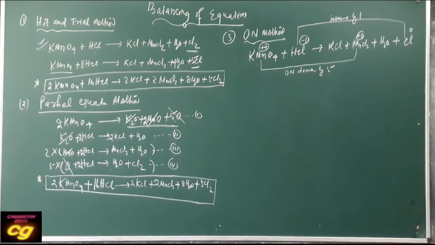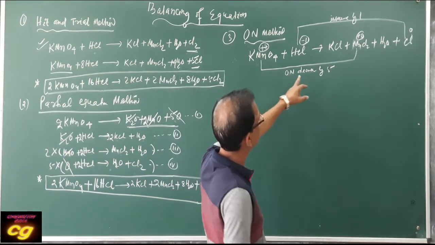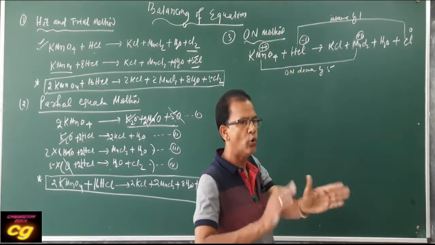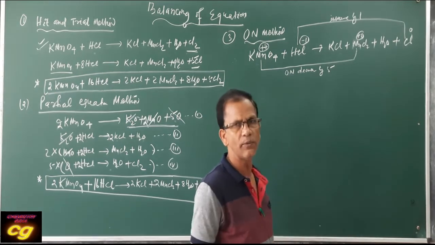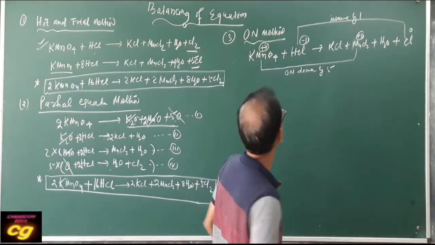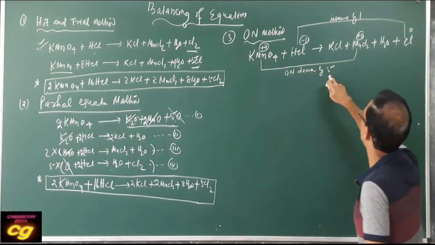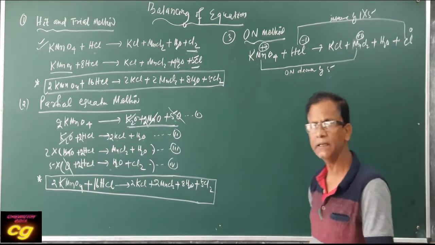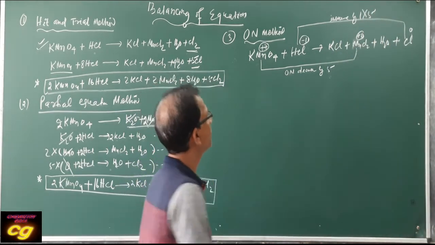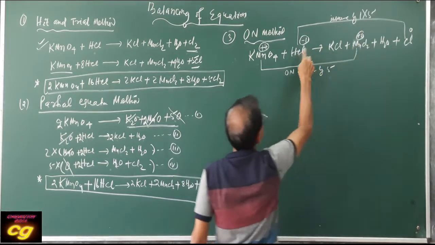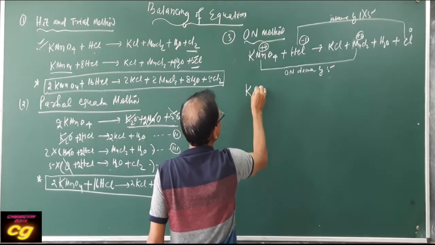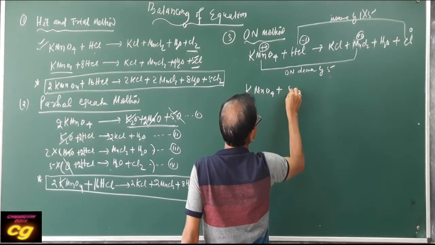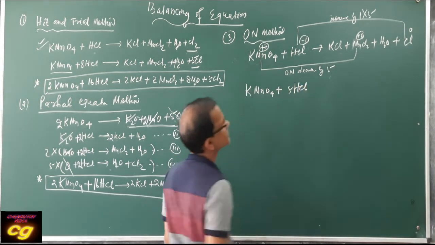So here increase by 1, here decrease by 5. As for the oxidation number method, the increase and decrease of oxidation number should be equal. So decrease by 5, increase by 1. You multiply here by 5, so that the increase and decrease will be equal. Here 5 is multiplied, which means you have to multiply 5 here in the main reactant. 5 HCl you have to write like this.